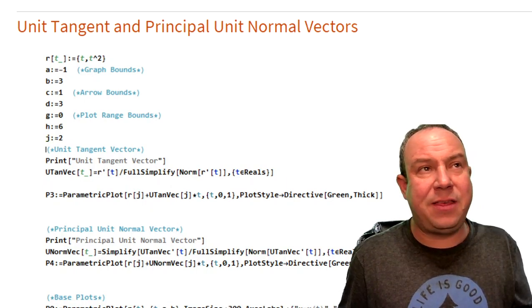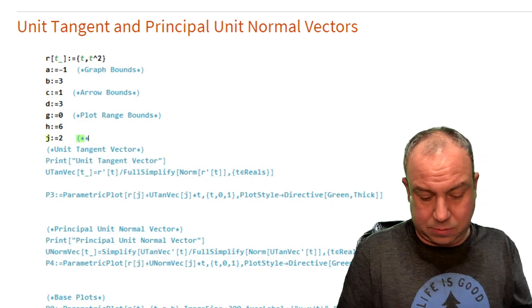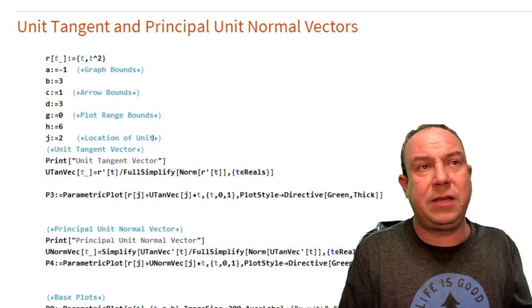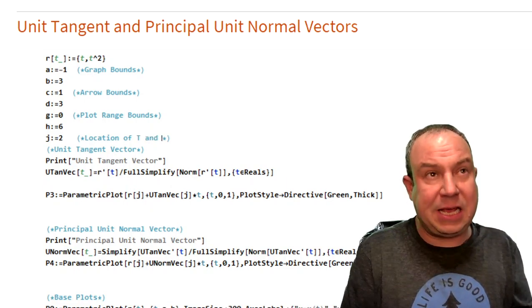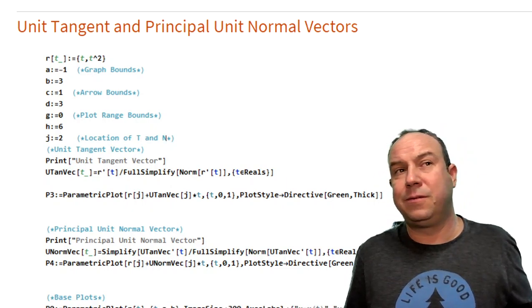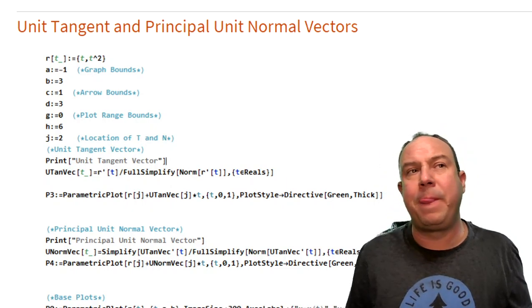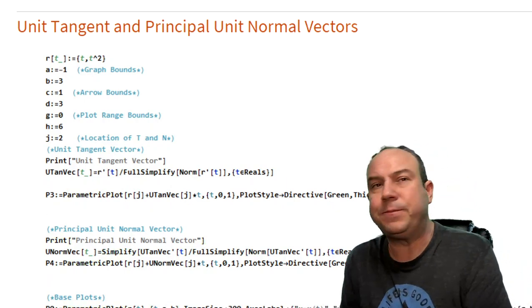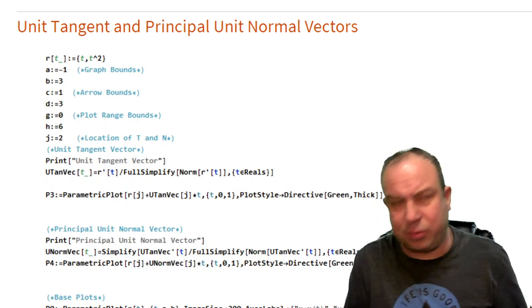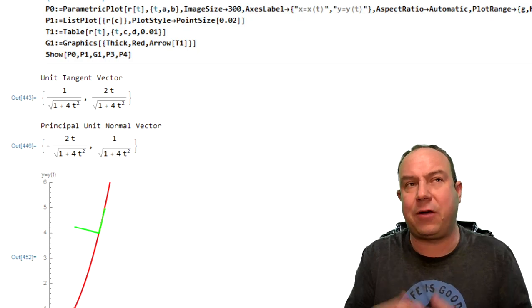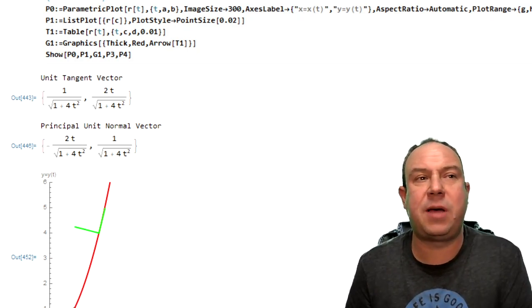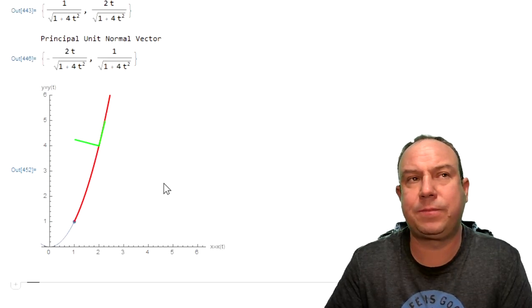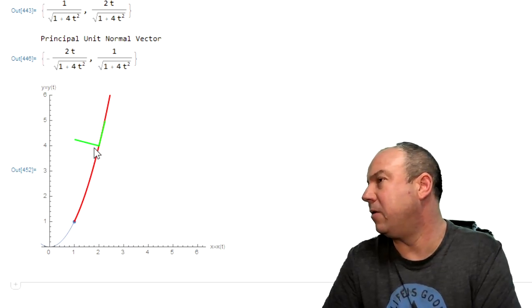bounds. And then this was, we'll just say, location of unit. Well, let's just call it out as T and N, where it's going to plot those at in our graph. So you can certainly document that way and then have a bit more organization there, folks. But that's looking at unit tangent and principal unit normal vectors. That is doing their calculations here. That is giving you some bit of control over a graphical analysis of these items, folks. We can see that happening down here.